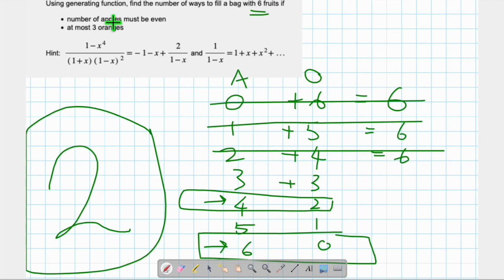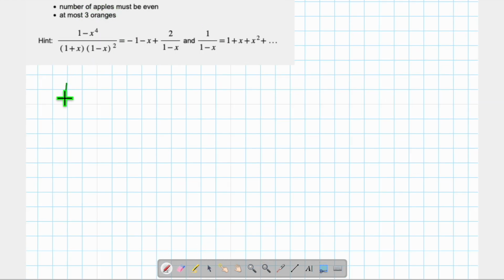But now I'm going to solve it by generating function. So let's say A(x) is the generating function of apples. So apples must be even, right? So even means what? I select x^n, n is an even number. So what are those even numbers for n? 0, 2, 4, 6, and so on, right? So I can have what? x^0 multiply 1 plus x^2 multiply 1 plus x^4 multiply 1 and so on.